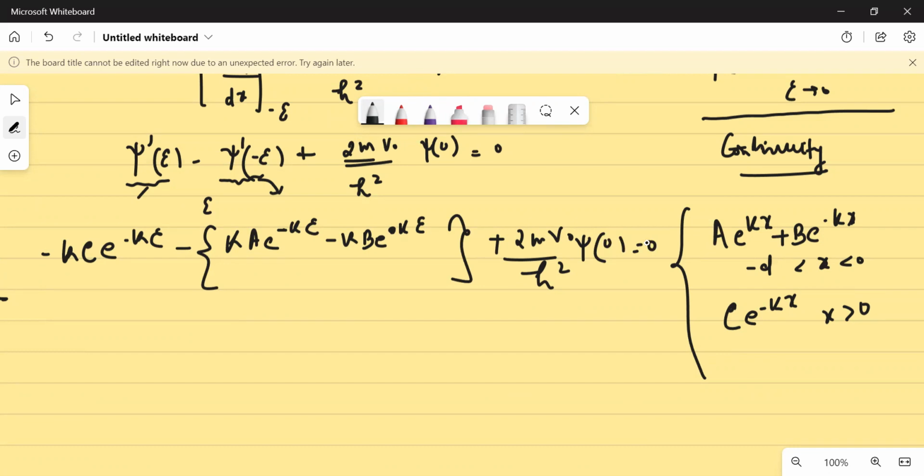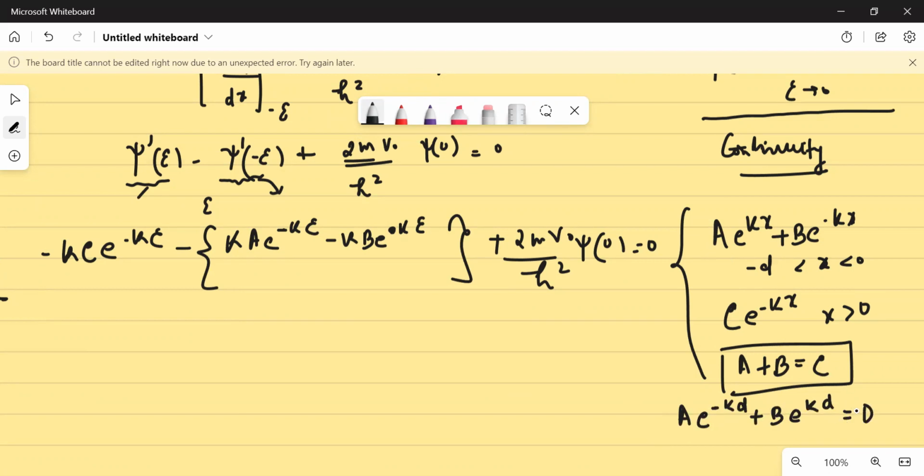Yes. Additional conditions kya kya de rakhi hain? One condition is a plus b equal to c, aur ek aur condition kya de rakhi thi? I think ek condition aur hi de rakhi hai ki your a e ki exponential power minus kd plus b e ki power kd is equal to 0. Is that clear? Ye tha.